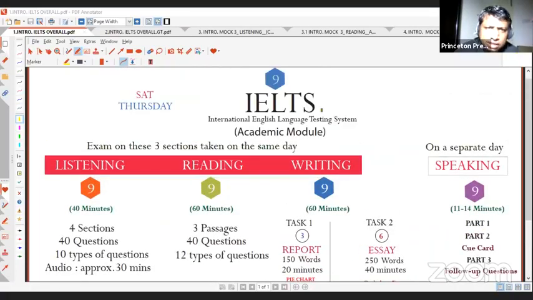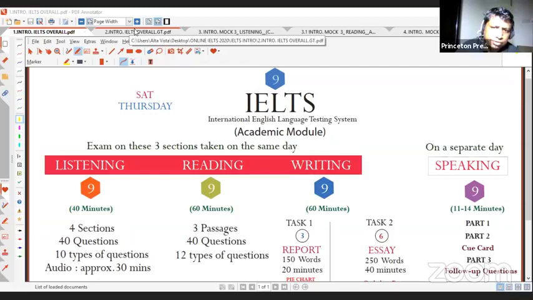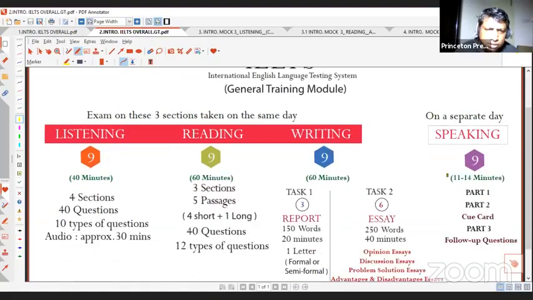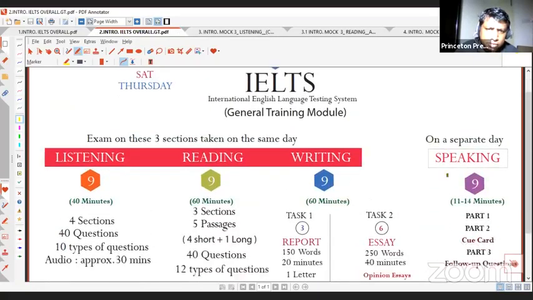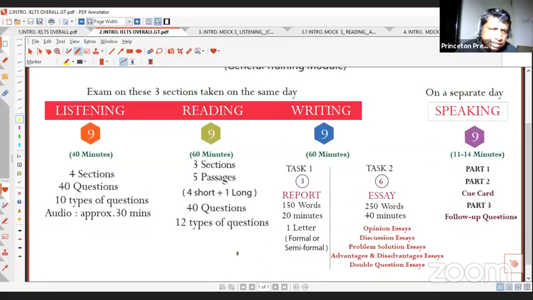So we can also have a look at the general training module. It's almost the same; it's not very big a difference. The listening is the same for the academic and the general training module. The reading is a little bit different. You'll be sitting in the same place if you're giving the paper-based one, but your reading copy will be a different one for GT.